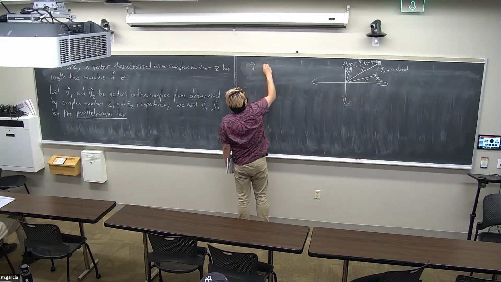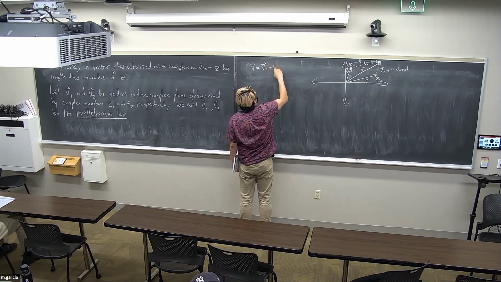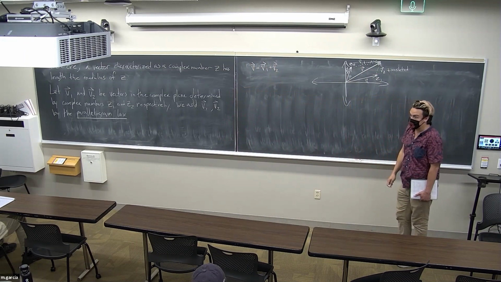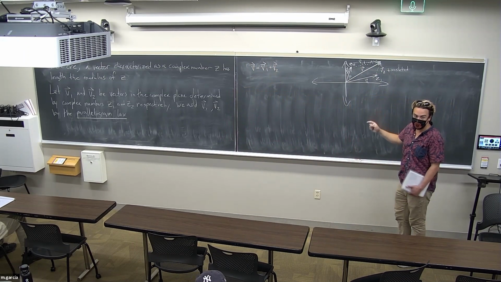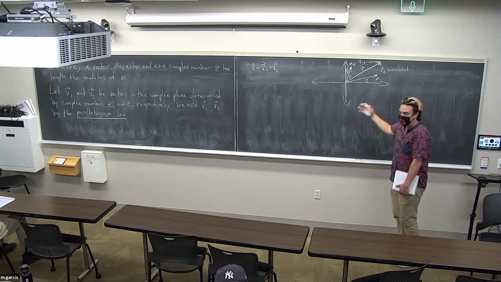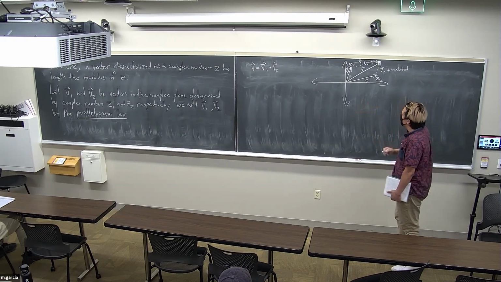And I'll say what that is over here. V is defined to be the sum of V1 and V2. This is what the parallelogram law means. I form a parallelogram and draw the diagonal, and that is defined to be the sum of the vectors V1 and V2.